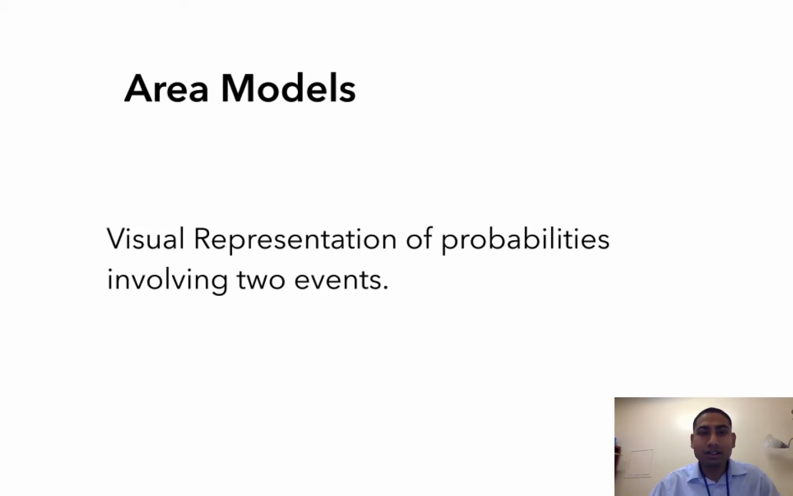Hello everybody. So in this video we're going to talk about the area models of probability. Now an area model is a visual representation of probabilities involving two events. This does not work for probabilities involving more than two events, as we'll see just in a second with the two examples we're about to do. All right, so how does this work? Well, we'll show with the way of examples here.